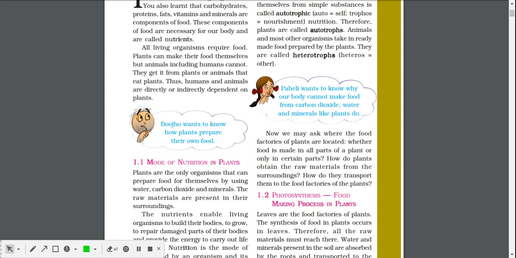Now we may ask where the food factories of plants are located, whether food is made in all the parts of the plant or only in certain parts. Your reply will be only in certain parts. Plants cannot make food in all the parts of their body. So, how do plants obtain the raw materials from the surroundings? Water and minerals come from the roots, where roots are present in the soil, right? And CO2 comes from the atmosphere, and they also get some CO2 from water, nearby surroundings, or from soil or some fertilizers.